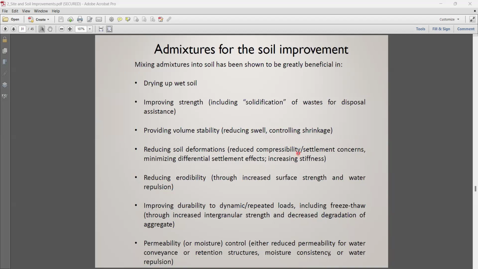So we have discussed all the mechanisms and methods of improving soil using machine energy, machinery. Now we're going to discuss soil improvement using admixtures. It means grouts, cement mix, etc. Rather than loading, what if we use chemicals or admixtures, put them into the soil or pump them into the soil and improve the ground.